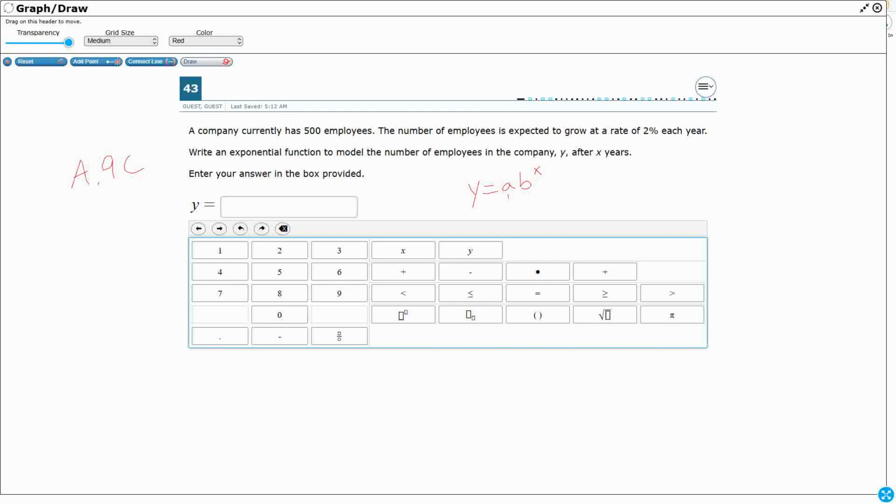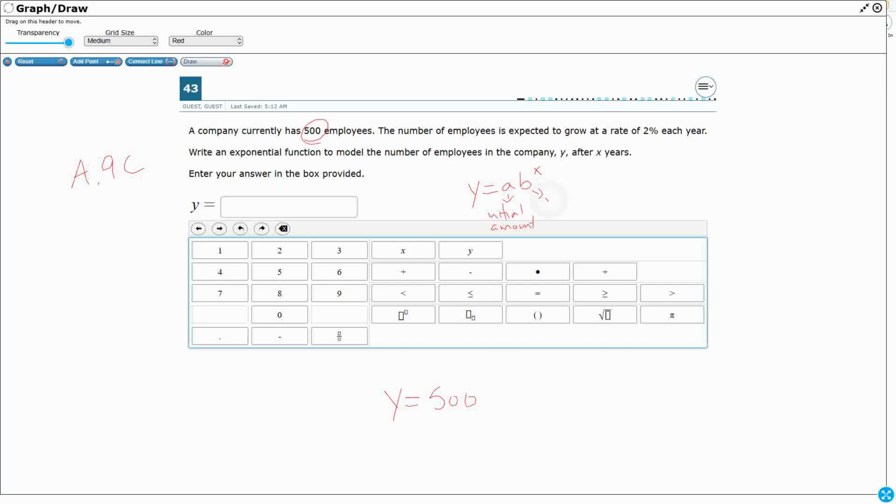Well, our a is always our initial or our starting amount. So what are we starting with? If we ever deal with compound interest, it's the principal. It's always the beginning population if we're dealing with growth rates of population. So in this case, it's just the 500. So y equals, our initial amount is 500.